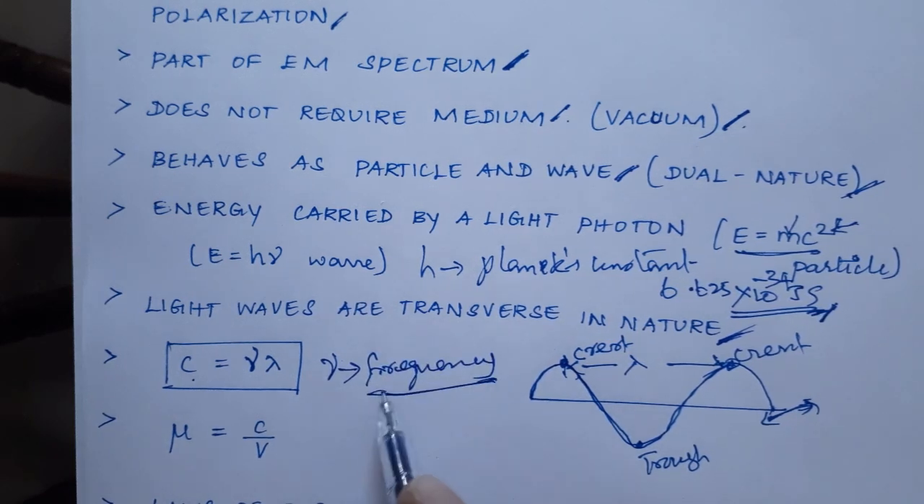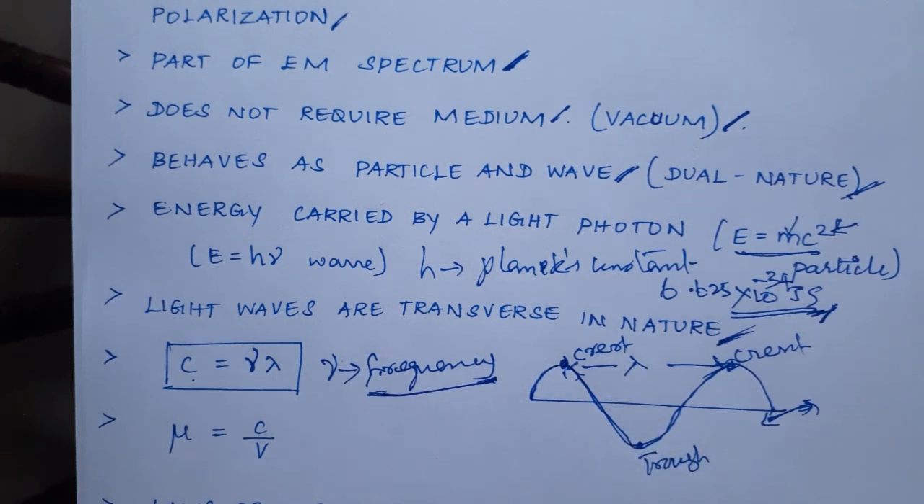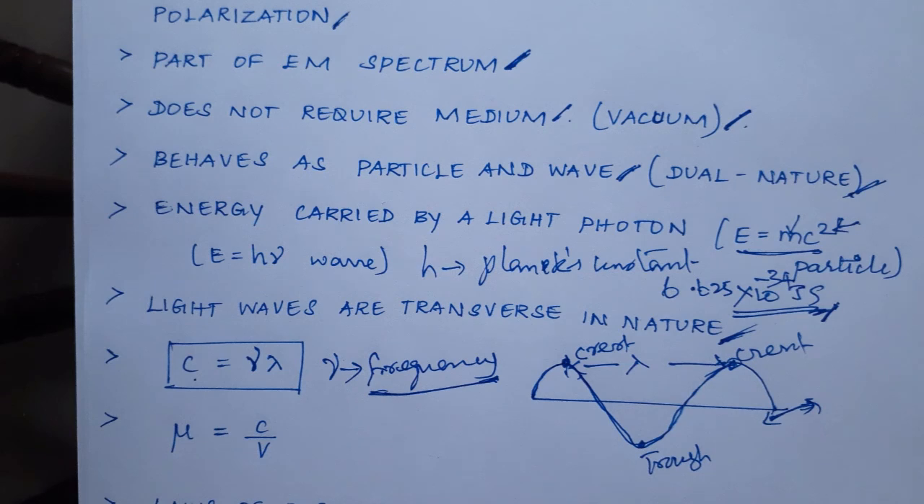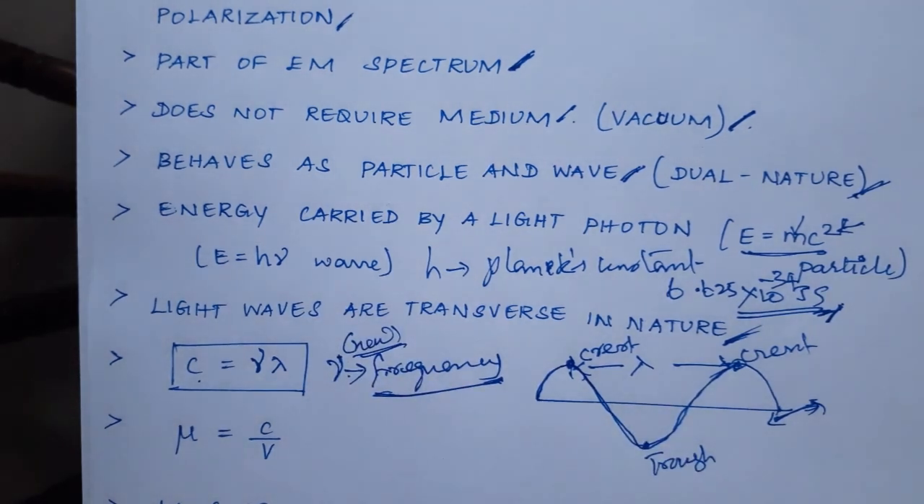So what is frequency? Frequency is the number of vibrations produced by a wave in 1 second. Number of vibrations per second for a vibrating body, number of oscillations per second for an oscillating body, number of rotations per second for a rotating body. So the symbol here is nu. Nu refers to frequency, and lambda is wavelength.